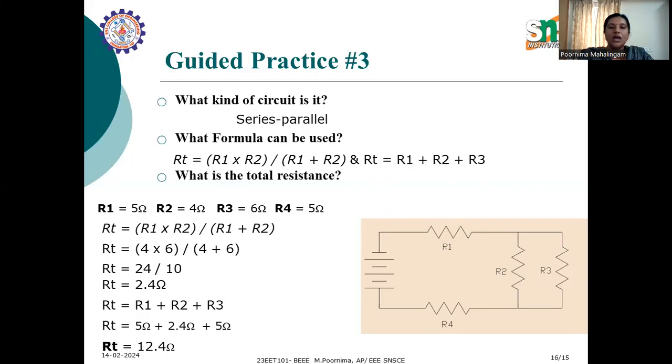Okay, I hope you understand what is a series circuit, what is a parallel circuit, and what is a series-parallel circuit. We have different formulas for different connections, and with another topic we can see in the next session.